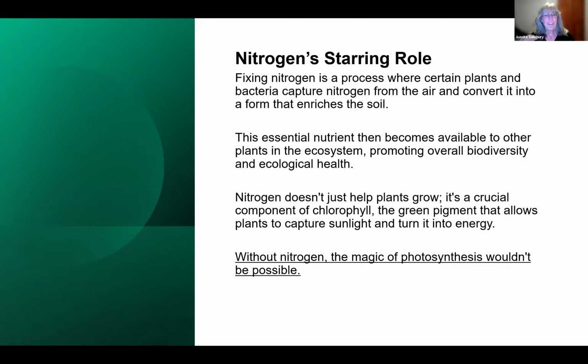And nitrogen doesn't just help plants grow, it's the crucial component of chlorophyll, the green pigment that allows plants to capture sunlight and turn it into energy. So without nitrogen, the magic of photosynthesis would not be possible. So nitrogen is a star in our transformation of starlight into protein.